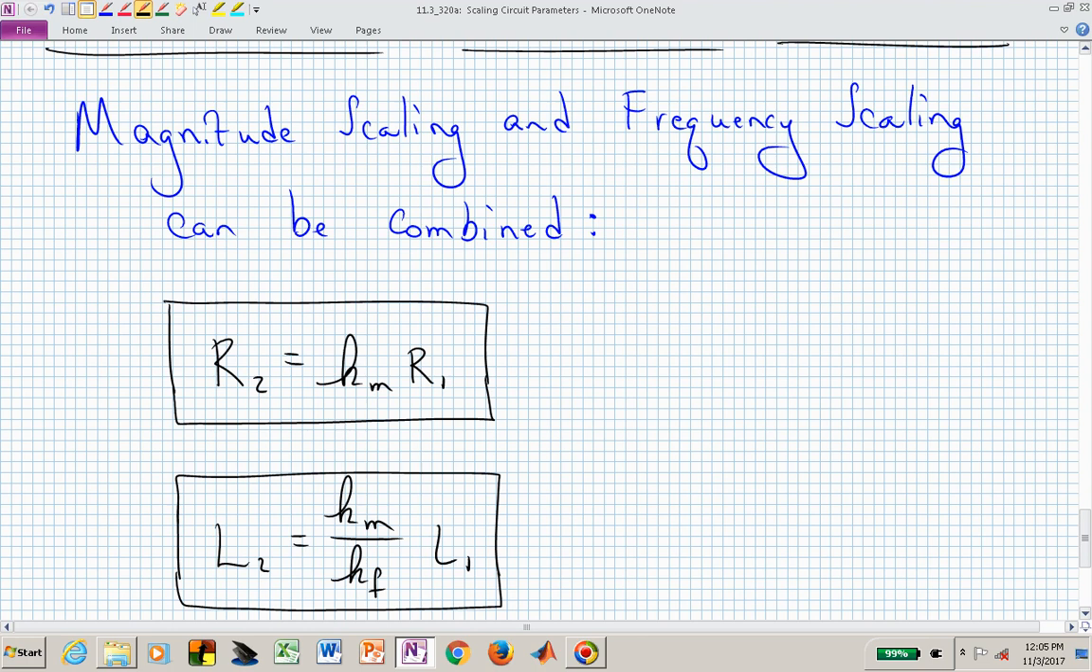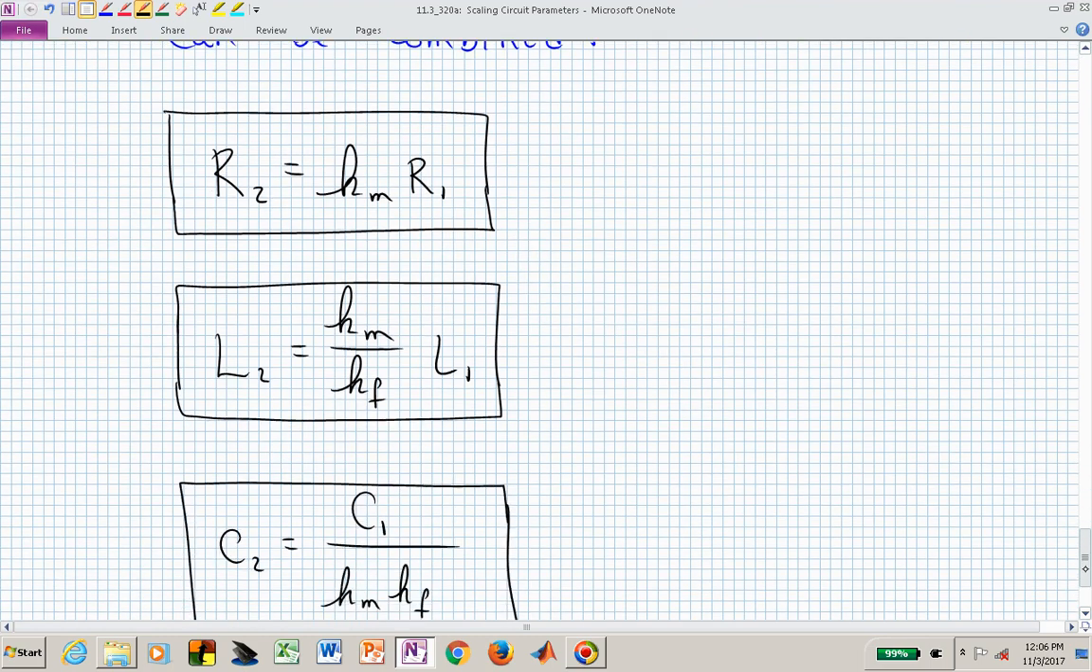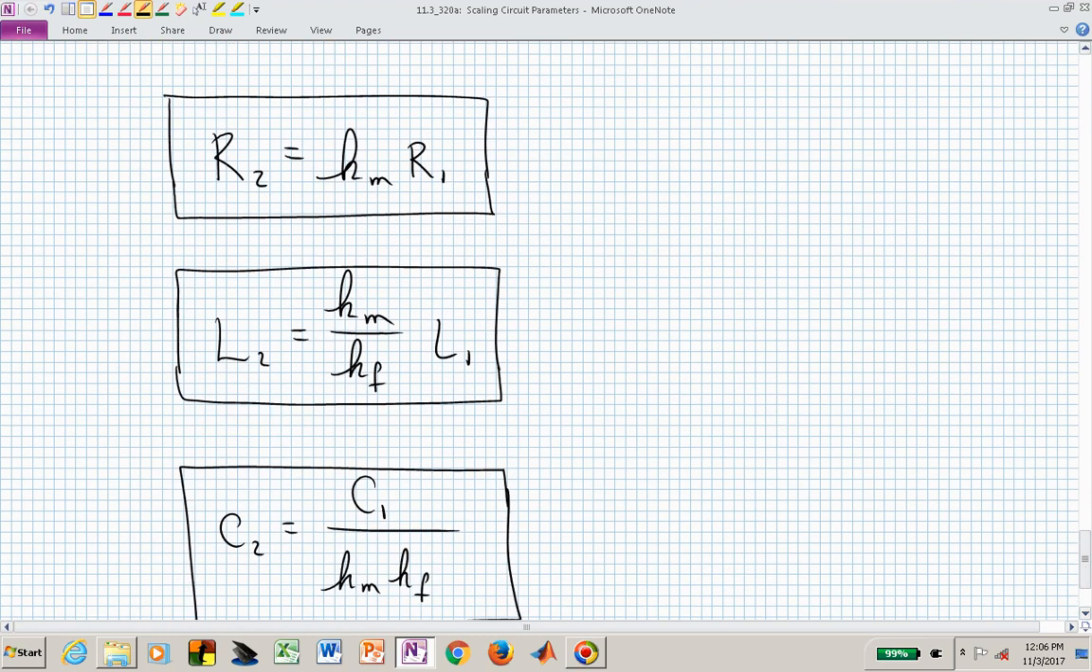For our inductor, we had a K sub M upstairs and a K sub F downstairs, so we take that ratio and use that ratio to scale the initial inductor to find our final inductor value. And for capacitors, both the magnitude scaling and the frequency scaling are in the basement. They combine to divide into C sub 1, the initial capacitor, to find our final capacitor value. And that's now how we would do magnitude scaling and frequency scaling to modify our parameter values to achieve the bandwidths that we want with the parameter values that we maybe have.